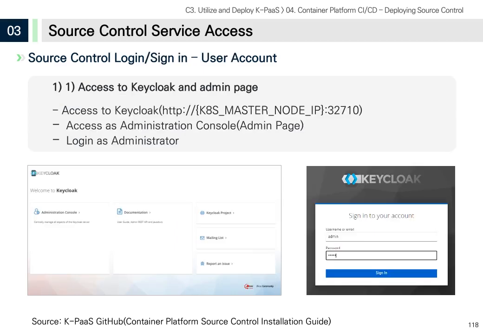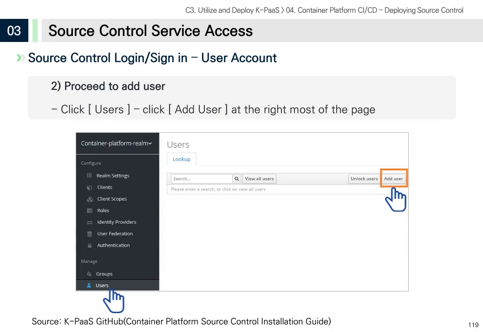Next is instruction on how to log in with a user account. For a user account, you'll need to sign up first. Access Keycloak through the URI in the textbook. Next, go to the admin page called Administration Console and log in with the administrator account that we looked at before. Click Users from the menu on the left. Then proceed to the user adding menu by clicking the Add User button.